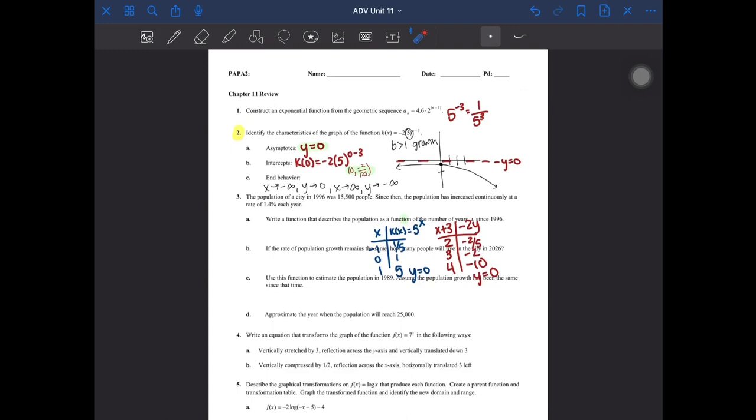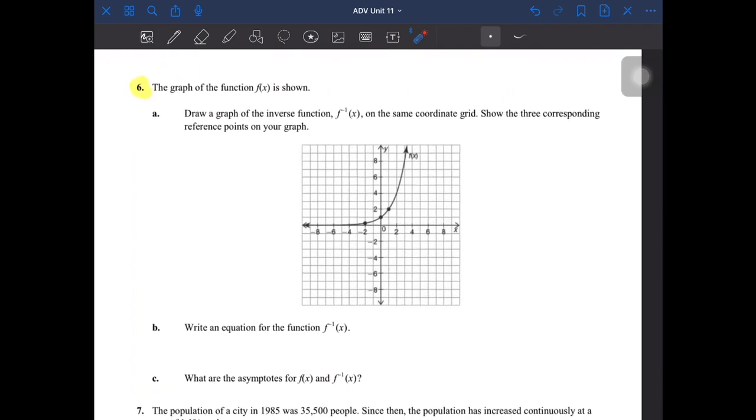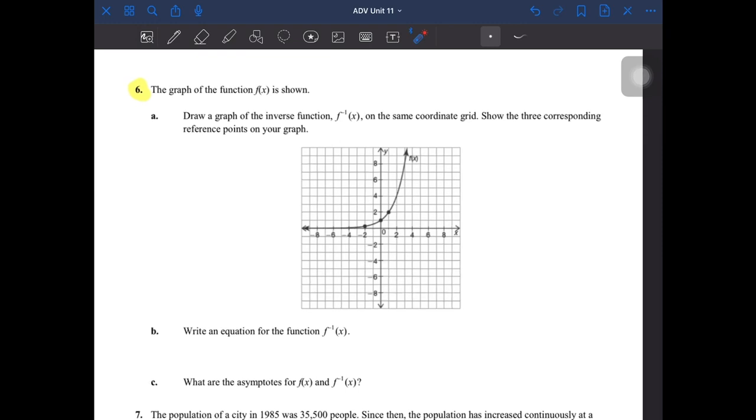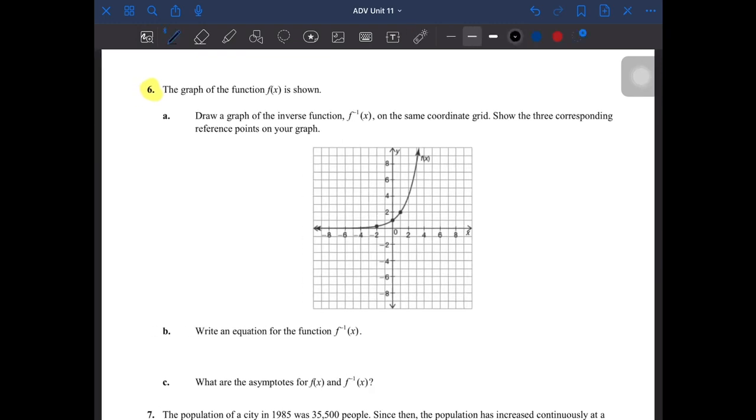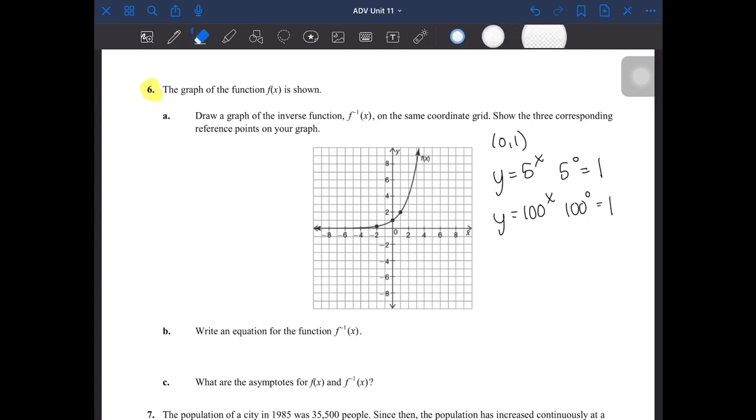Okay. Now, another thing that I want to talk about here is drawing a graph of an inverse function just based on this, and finding the inverse. So this is the original function. One thing I want you to keep in mind, when there are no transformations, no left and right, no up and down, you are going to have (0, 1) on the graph right here. The reason for that is if I have y equals 5 to the x, 5 to the 0 is just going to be 1. If I had y equals 100 to the x, 100 to the 0 is just going to be 1.